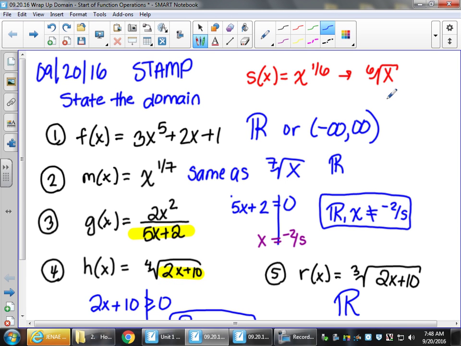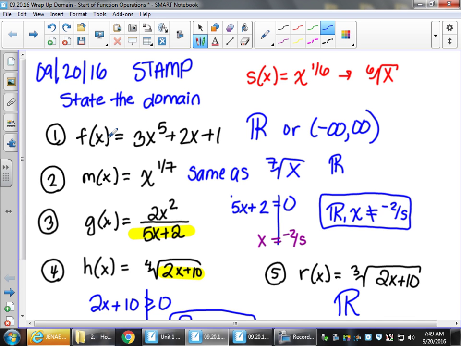Good morning, everyone. So today is about wrapping up our domain restriction knowledge and starting function operations. So this was our stamp. Apologies, I'm starting the video just a little bit late. Let's review what we did for the stamp. In black are the questions that we started with.